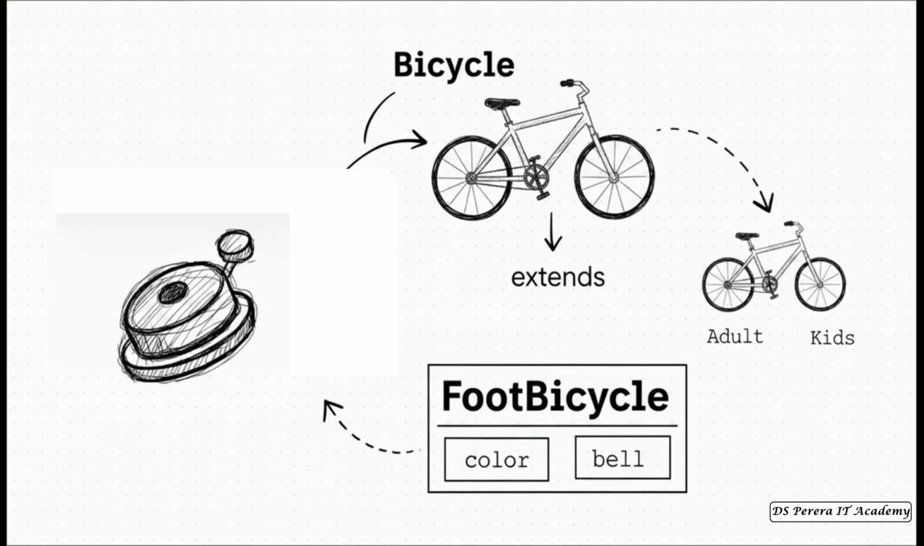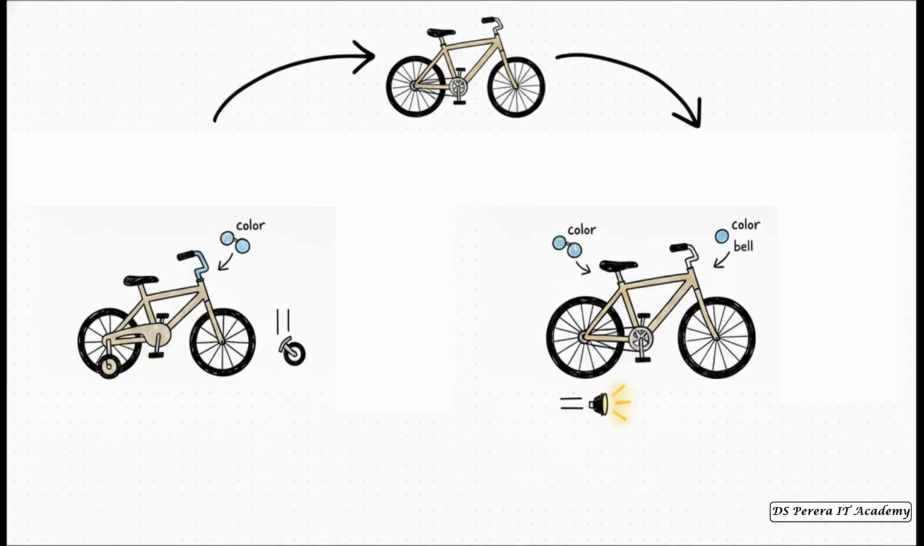Next up, we have the foot bicycle class. And notice, it's also abstract. Why do you think that is? Well, because our shop doesn't just sell a generic foot bicycle, right? It sells specific types, adult and kids. So this class acts as a kind of middle manager, an intermediate blueprint. It extends bicycle so it gets the color property, and it adds the bell attribute which is common to all foot-powered bikes.